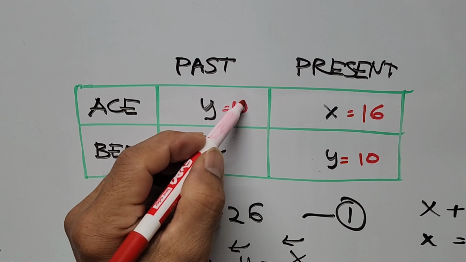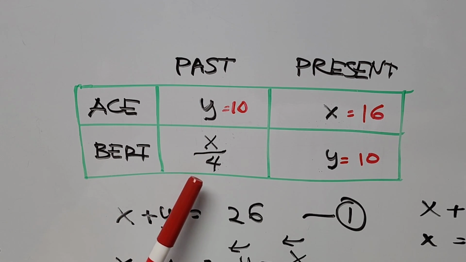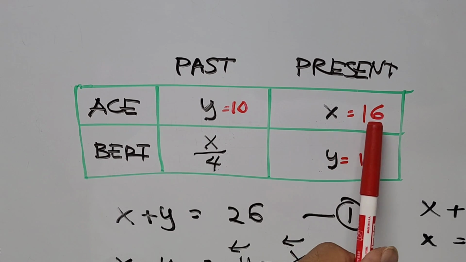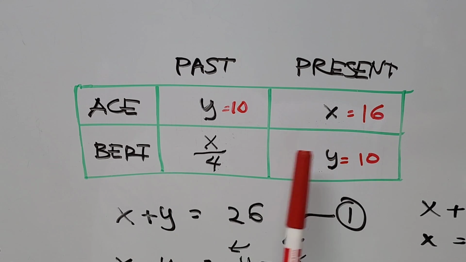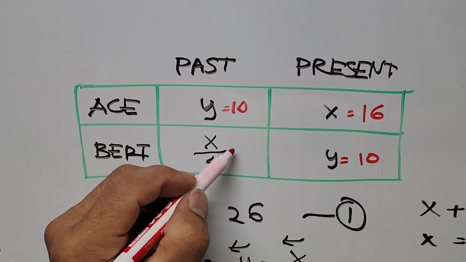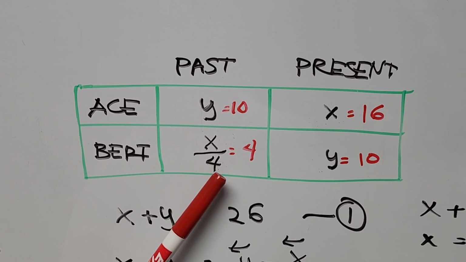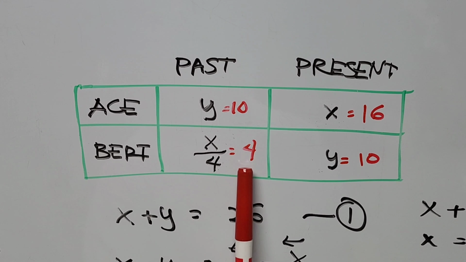Y is 10. And if you say here Bert's past age, x over 4, this is because A's present age is 4 times Bert's age in the past. That means 4 times this is 16. So x over 4 is 4, right? So this means Bert's past age is a quarter of A's present age, 16, since 4 times 4 is 16, right?